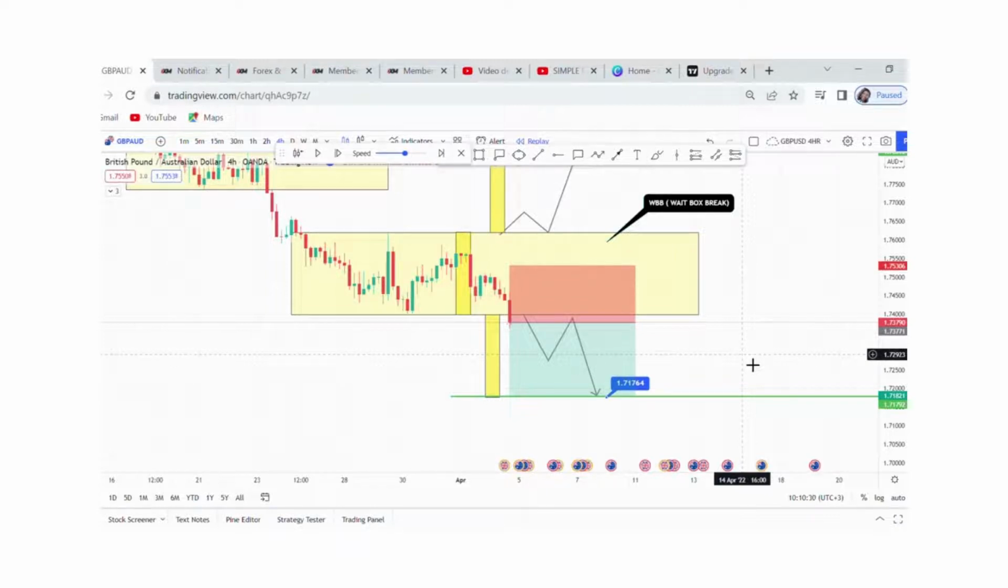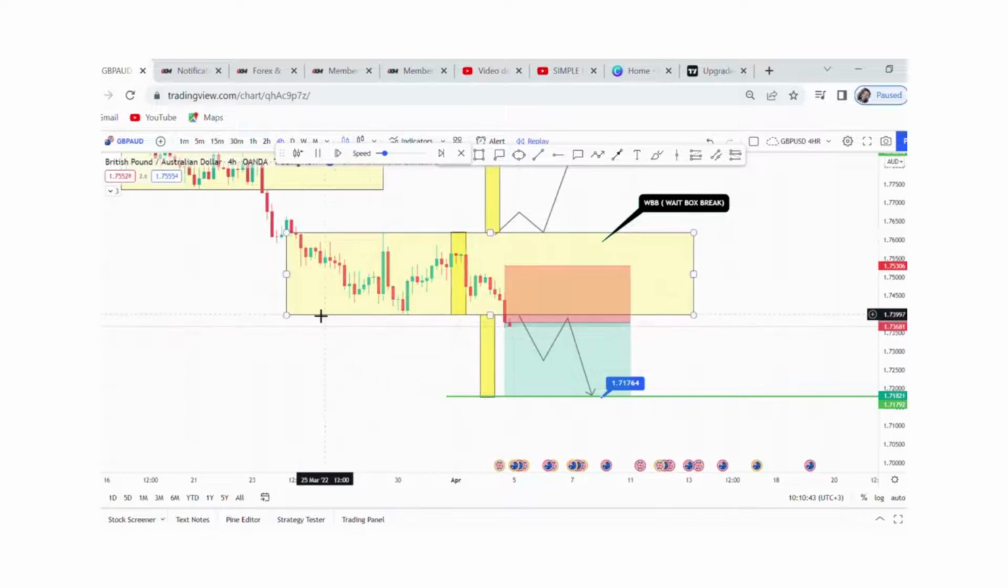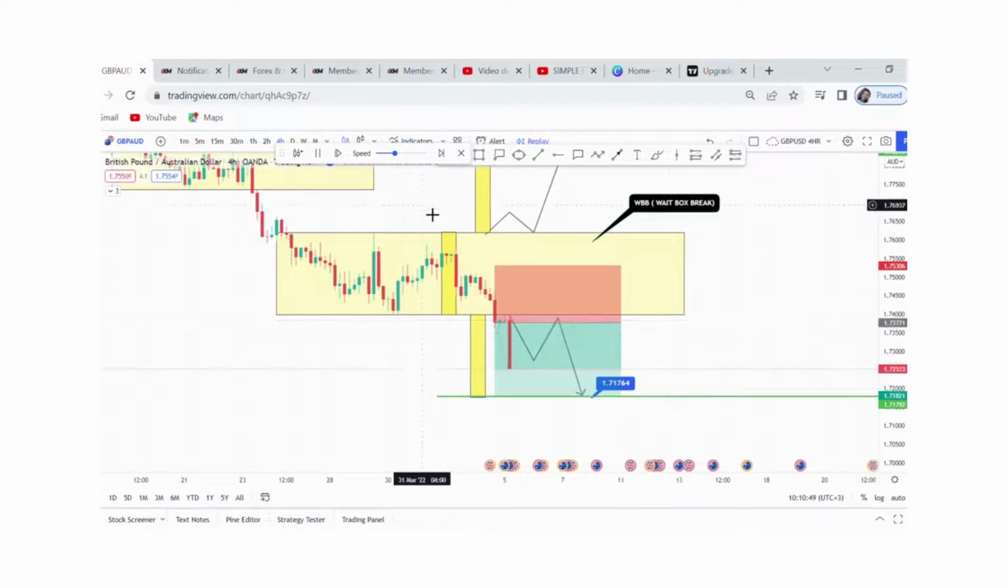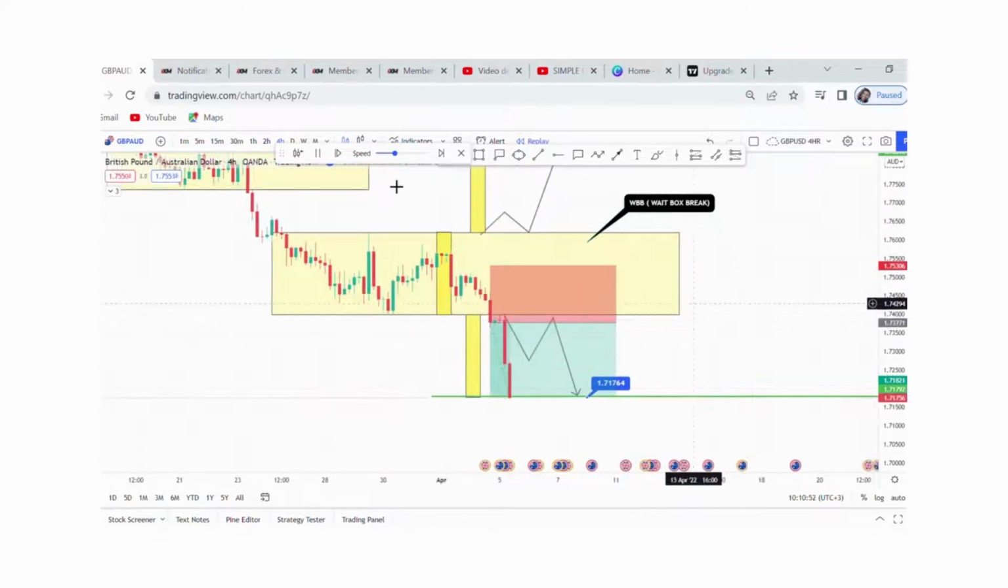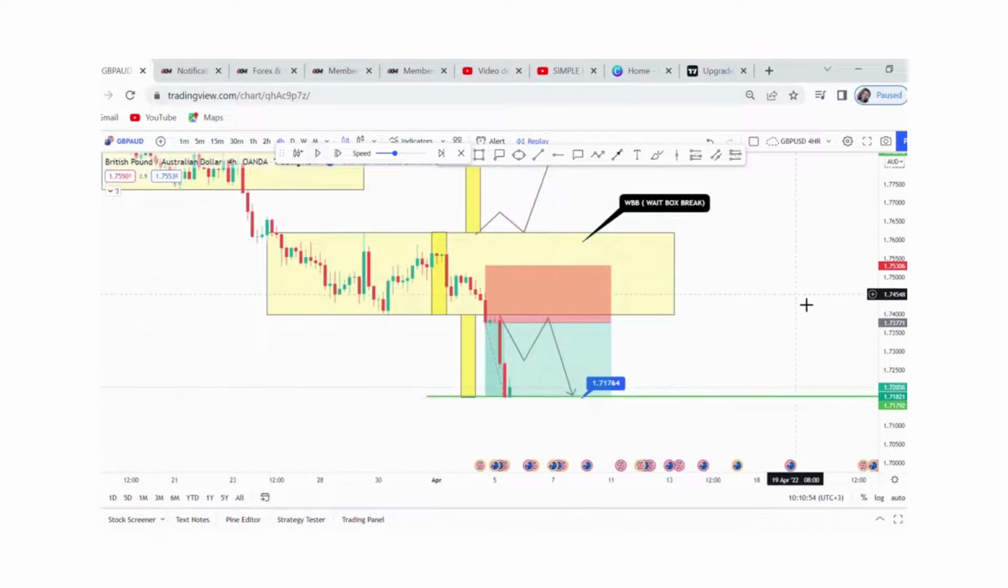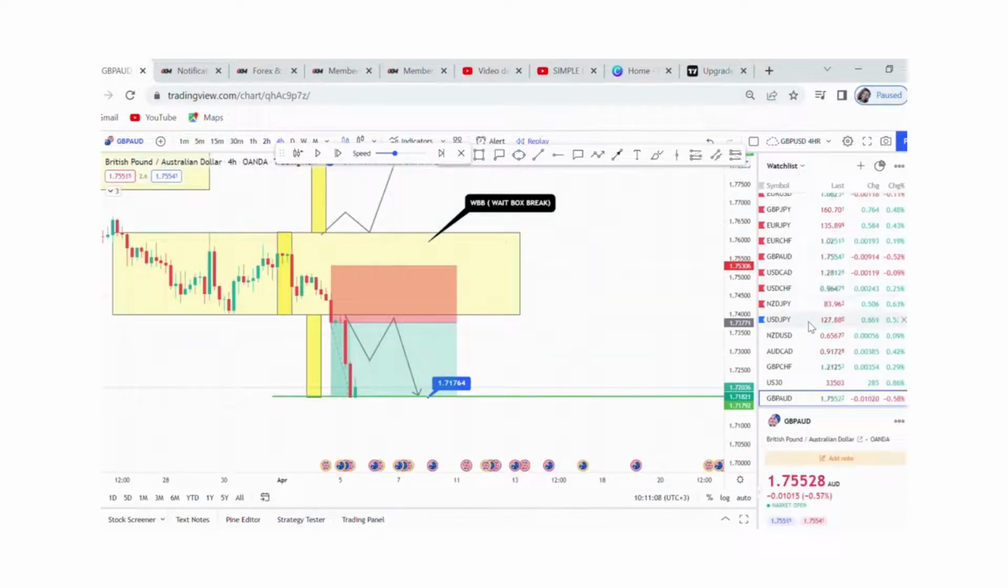Let's now press the play button so that you can see what really happened. So it was very, very easy, and the market gave you 196 pips. Guys, this is a very simple strategy to follow. And if you don't believe me, this is GBP. We can do another pair. I have tested this strategy on very many pairs. We can go to GBP USD and test this strategy.